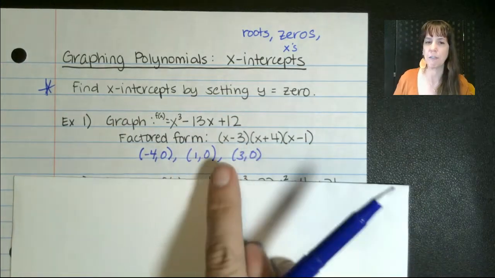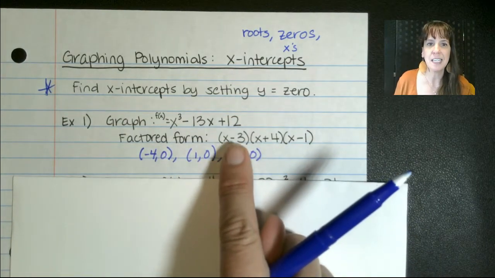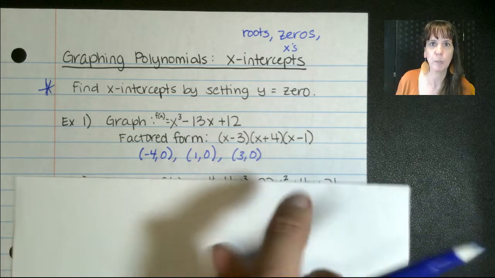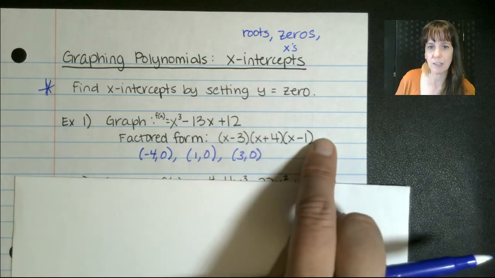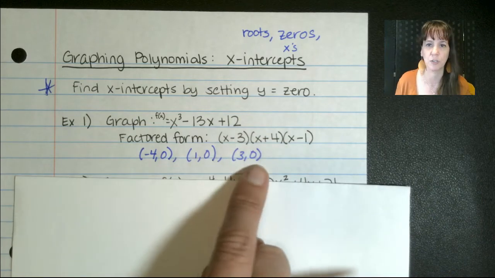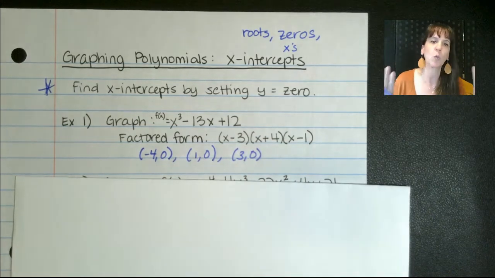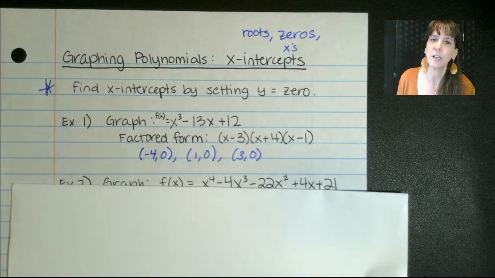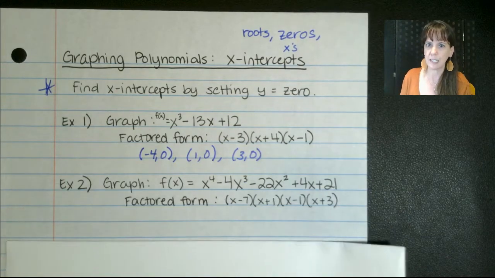So if you take a look at our factored form here, it's just like when we were dealing with quadratics. We use our zero product property and set this equal to 0, and we find that each of these are solutions. So when you're looking at a graph of a polynomial where it crosses on the x-axis, that's going to be your solutions.